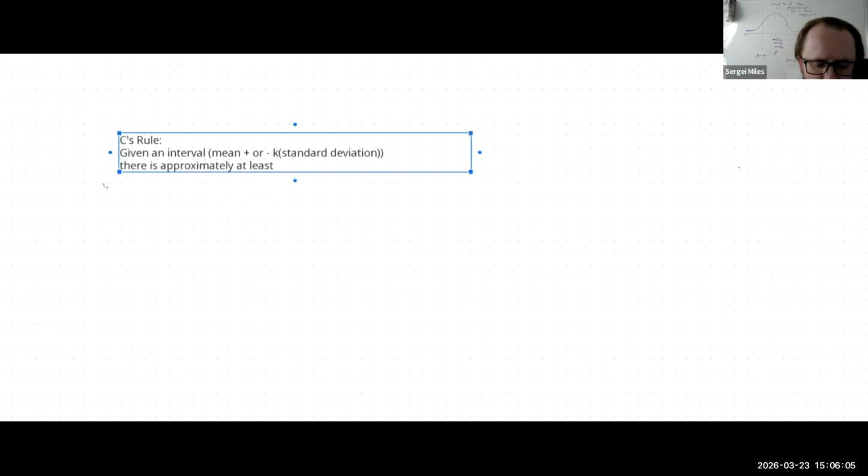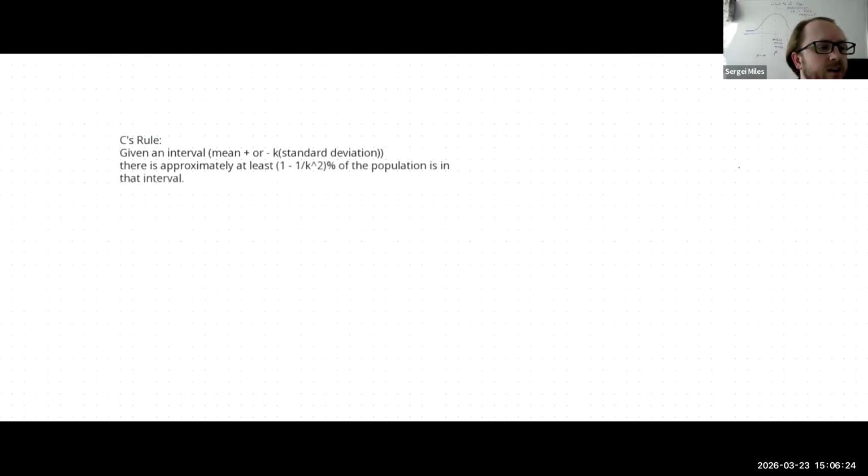At least 1 minus 1 divided by k squared percent of the entire population is in that interval. Okay? So when I'm typing here, I'm using this caret symbol with k upper caret 2 to indicate that is k to the second power.